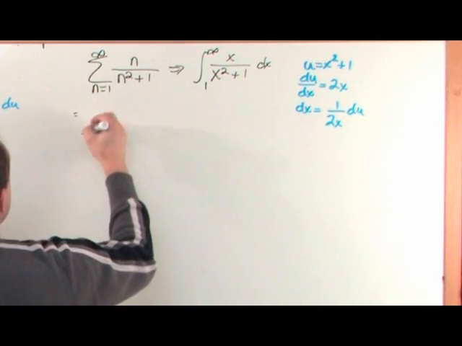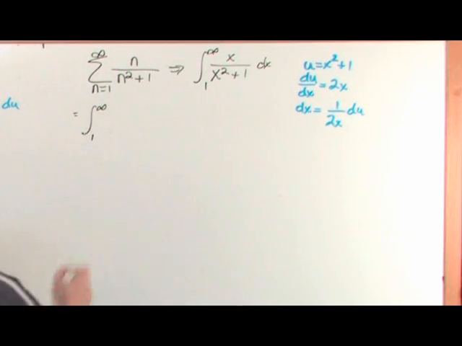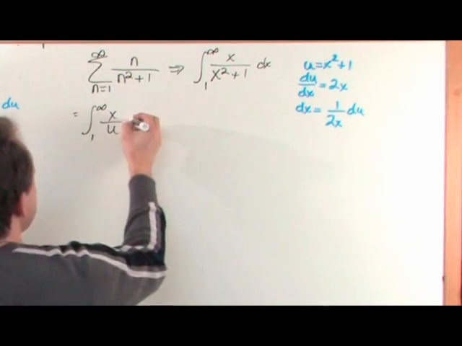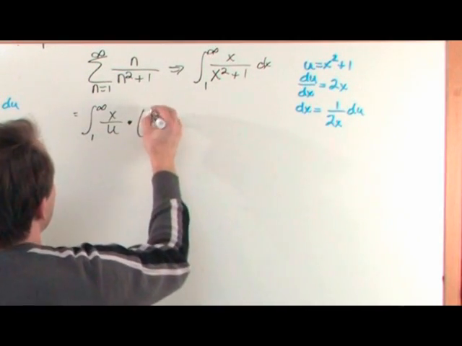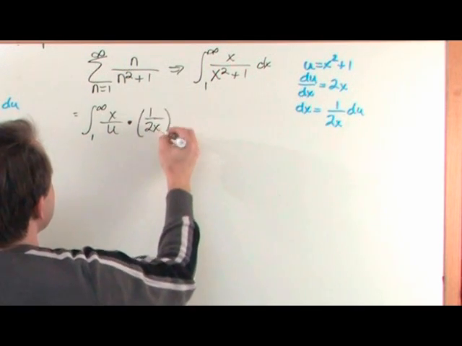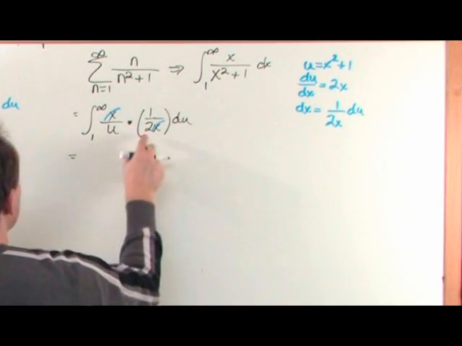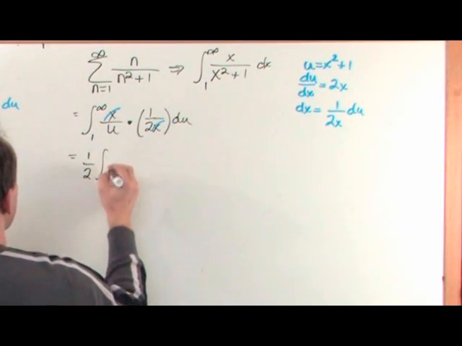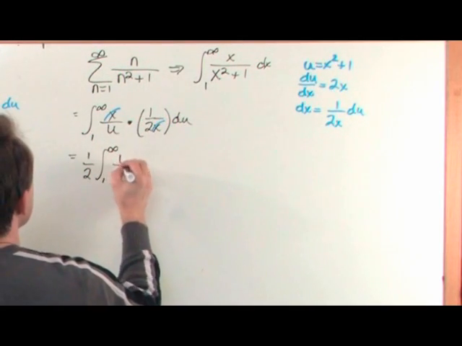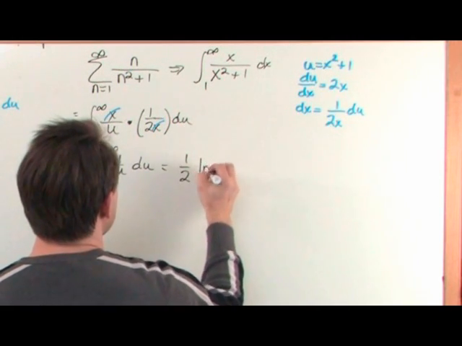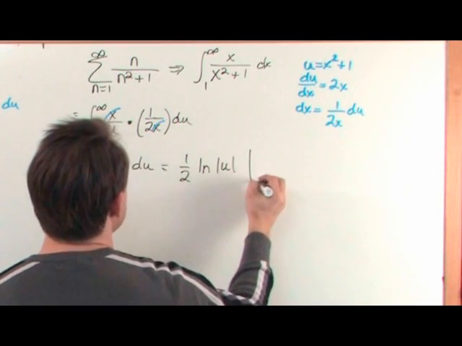So what I'm going to have is the integral from 1 to infinity of x over u, because the whole bottom, x squared plus 1, is equal to u, times dx, but dx I just found as 1 over 2x du. And I see right away that I'm getting what I like. This x cancels with this x, and so this is going to equal, pulling out the 1/2, the integral from 1 to infinity of 1 over u du. And you should know right away that the integral of 1 over u is a natural log. So that's 1/2 times natural log of u evaluated from 1 to infinity.